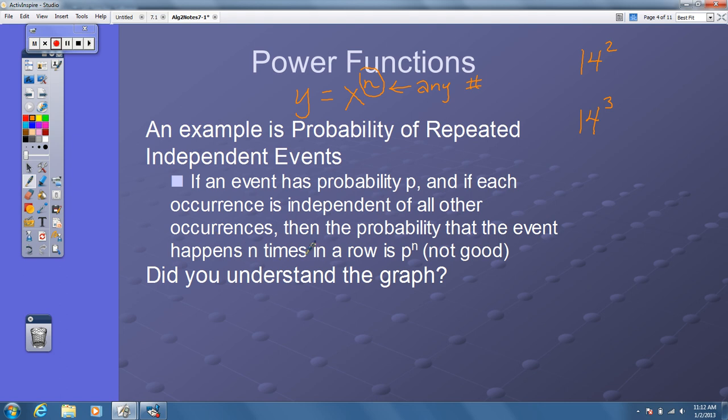So this will be a direct application. This is the example of probability of repeated independent events, things happening in a row. When should you stop? Okay, if an event has probability P, and if each occurrence is independent, which is important here when you're talking about probability, we are talking about things like rolling a die or spinning a spinner.